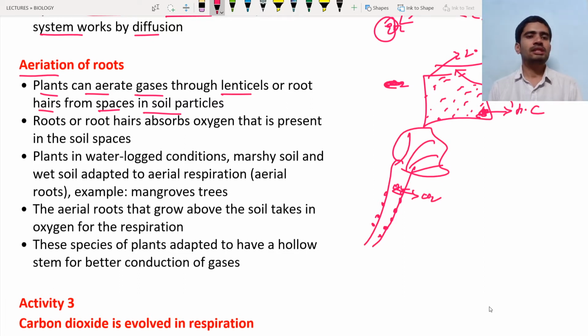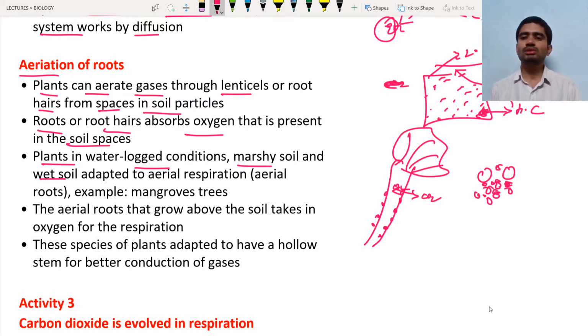Next, root hairs absorb the oxygen that is present in the soil spaces. Soil spaces means the air that is present between the soil particles, known as soil air spaces. The plants in waterlogged conditions, marshy soil and wet soil, have very little air space in the soil.